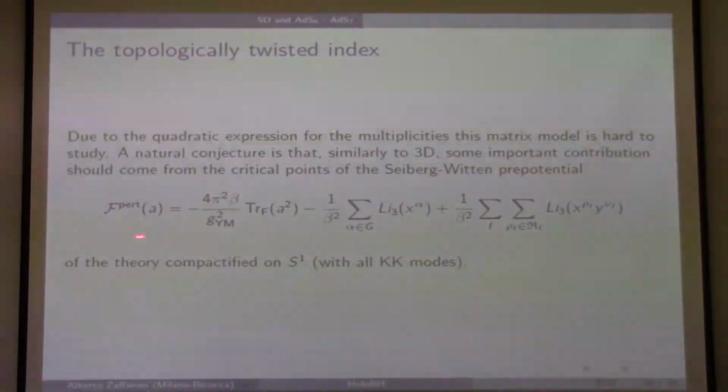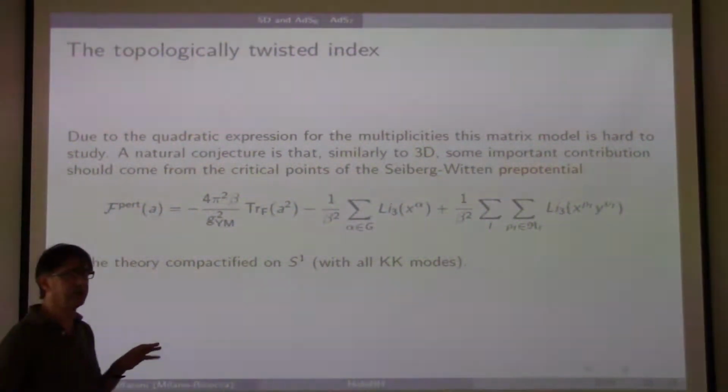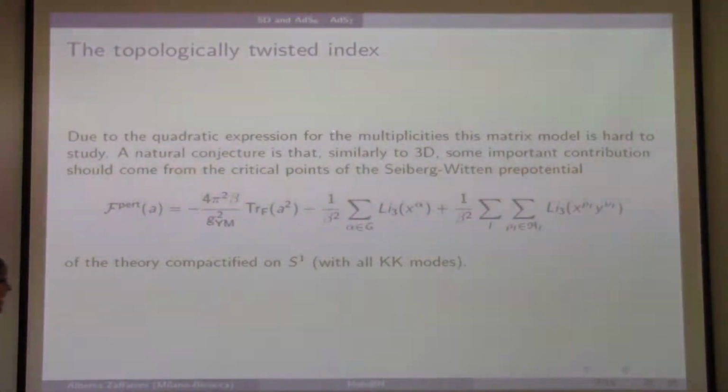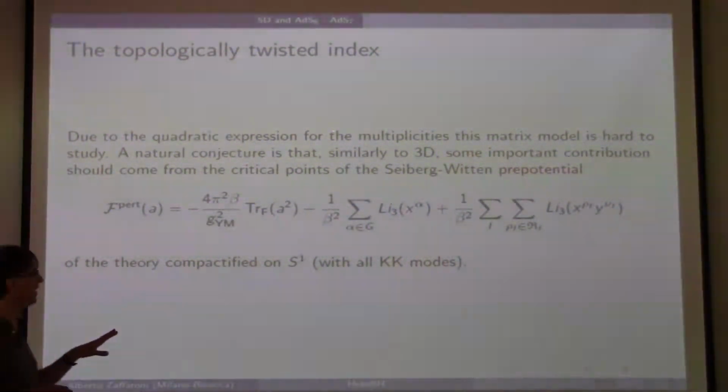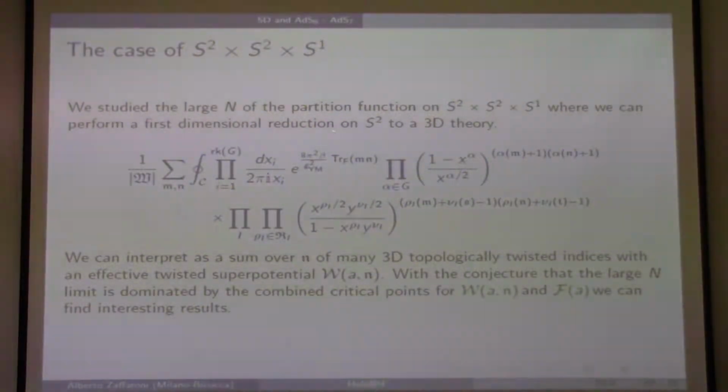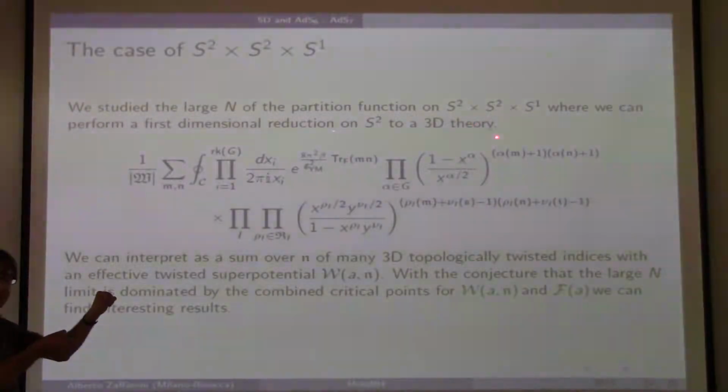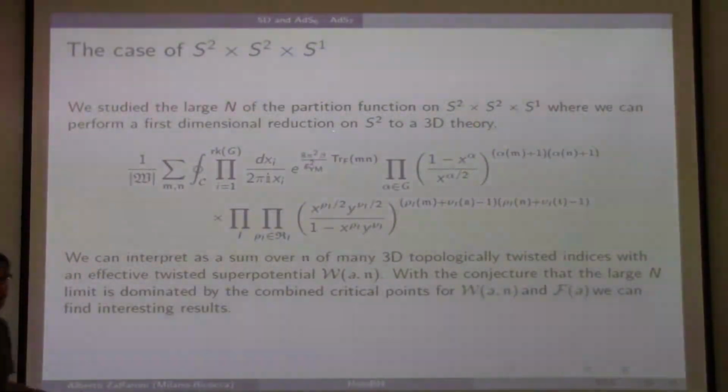So the natural conjecture is that the critical point of this object should have something to do with the critical point of the matrix model. I don't know how to prove it, I don't even know if it is true, but what I know is that if you assume this, you get pretty nice results in various cases. Actually, the only case that we could really study is the case where the four-manifold is S2 times S2, because it is a direct product, and you can do first a compactification on one S2, you go to 3 dimensions where you know how to do things.